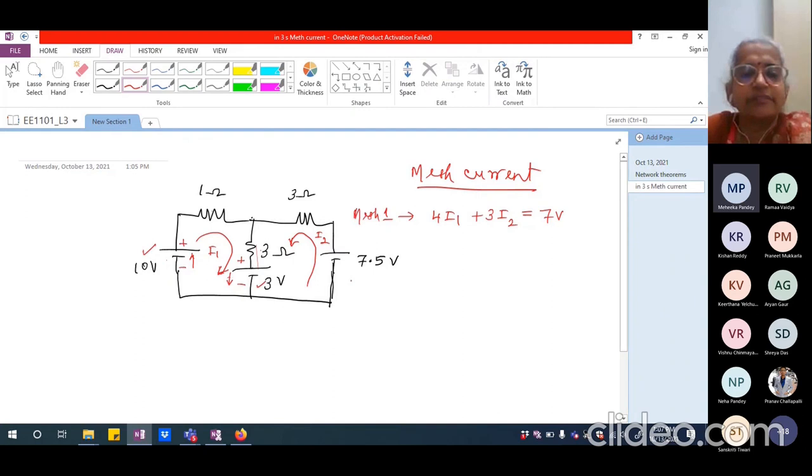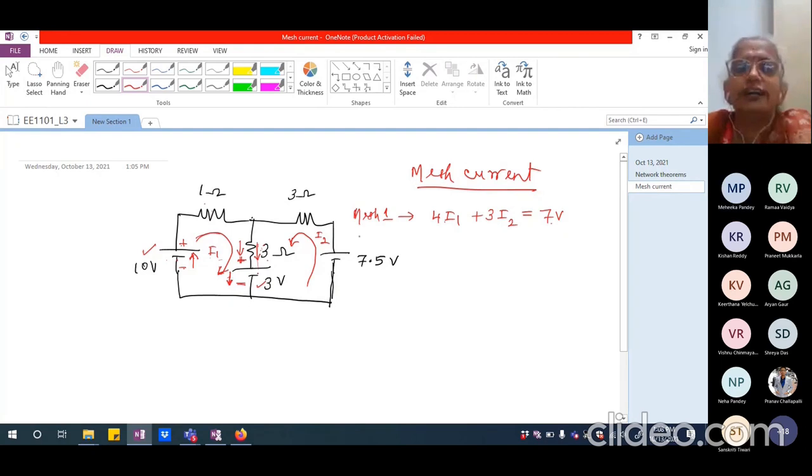Is this clear? Please repeat. This is voltage rise here. The voltage is rising from minus to plus, whereas this is plus to minus. So the voltage is falling. We are considering this as the direction of current. So this is voltage fall. So 1 and 3, both of them are carrying I1. So 4I1, right? And this is carrying I2 in the same direction as that of I1. So plus 3I2 will be equal to the total voltage in this loop. So in this loop, the total voltage is 10 minus 3. So that is 7 volts. Is that clear? Yes, ma'am.